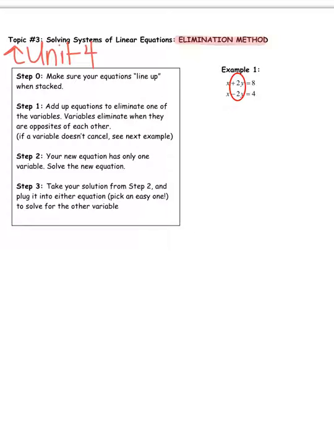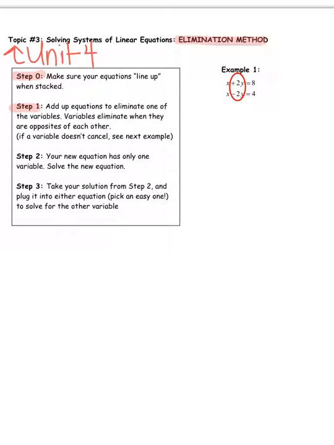So this topic is slightly different because our step 0, the first step that we're doing here, in substitution, we were looking for variables to be isolated. If we use elimination, we are looking to see that our equations line up when they are stacked. And line up means the x's are lined up, the y's are lined up, the equal signs, and then the numbers lined up when they're stacked. And that's true in this case. So I'm going to move on to the first step.